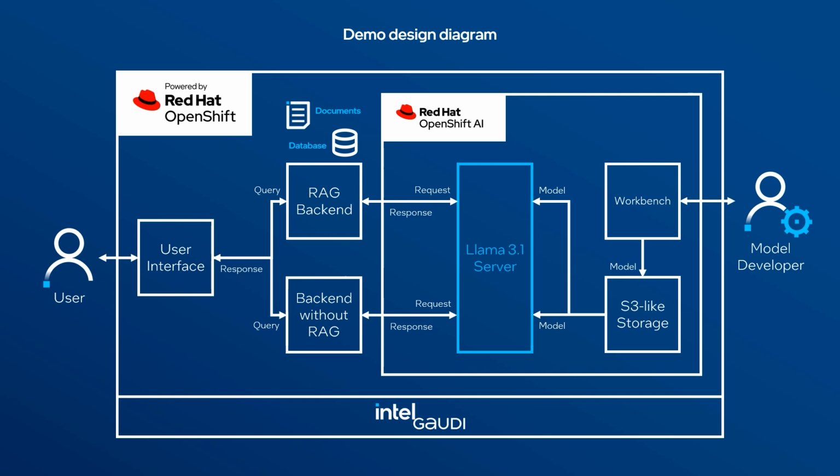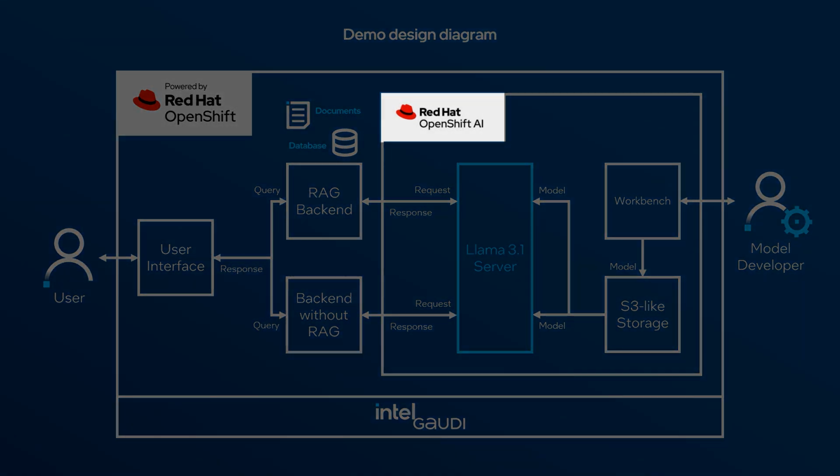A Redis vector database, preloaded with vectorized data from a PDF document, supports this process. The web GUI sends the same question to both a non-RAG backend and a RAG backend. Both backends interact with the Llama 3.1 model server running on OpenShift AI using S3 storage to load the model. The RAG backend queries the vector database to provide additional context to the answers.